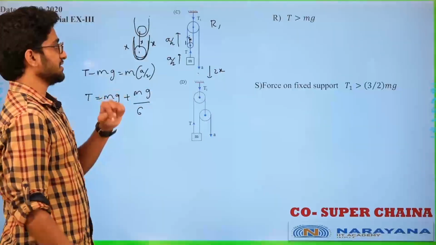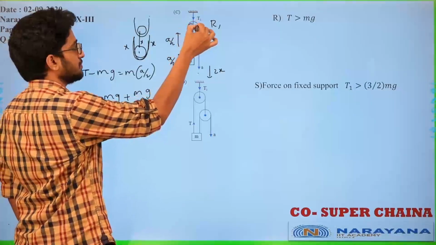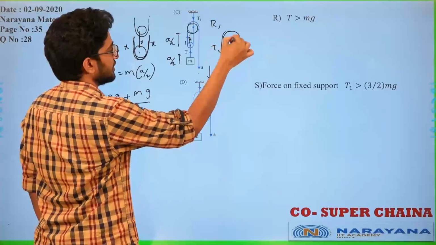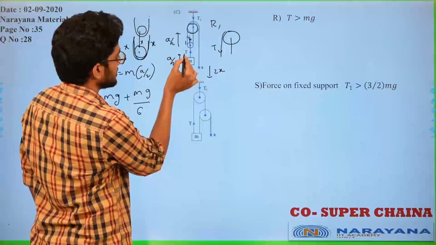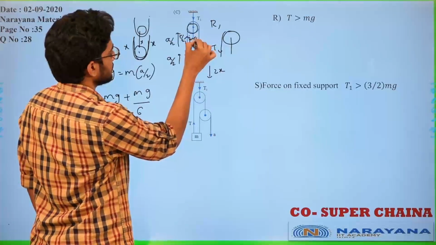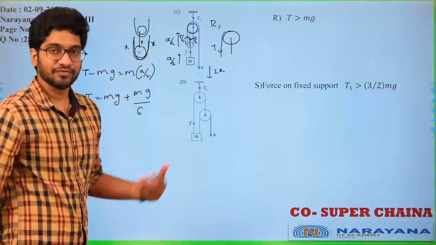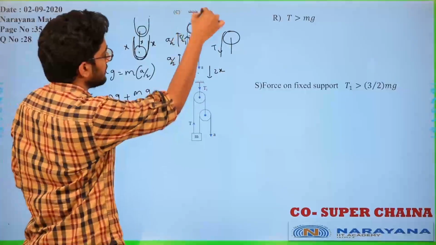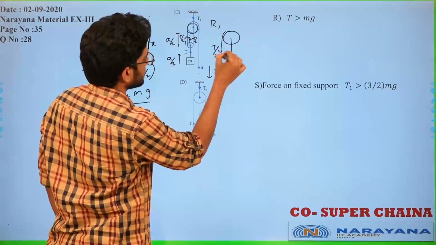And how about this tension T1? Again the net force on the pulley should be 0, right? So on the pulley, one tension T is acting here, at the center, this is T. So this part will have T by 2 and T by 2, because on the lower pulley the net force should be 0. T is acting downwards, T by 2 upwards. So in the bigger string, the tension is just T by 2.